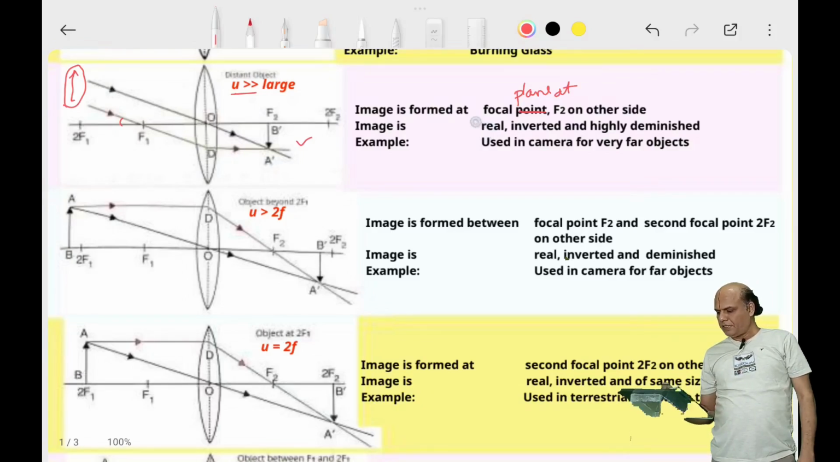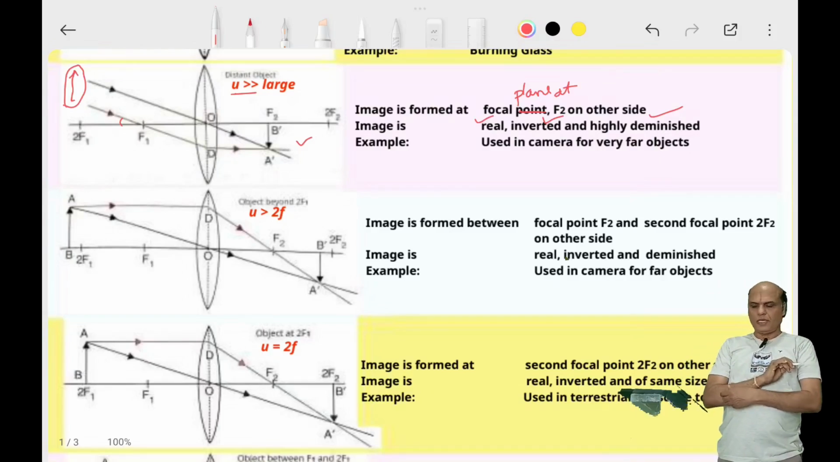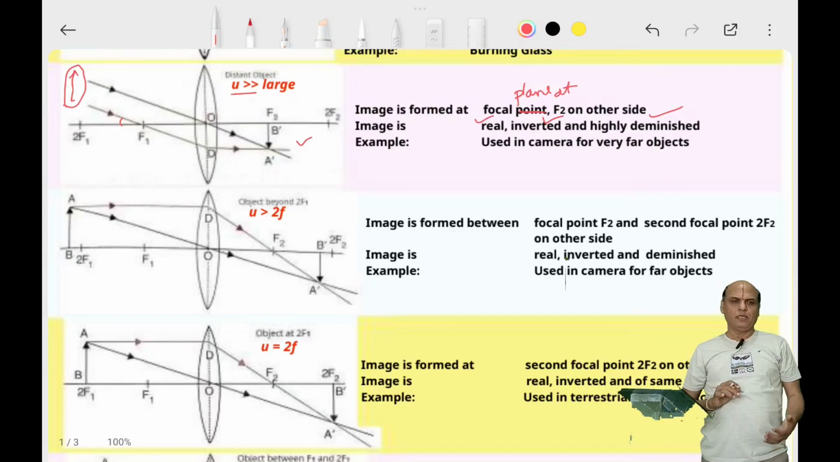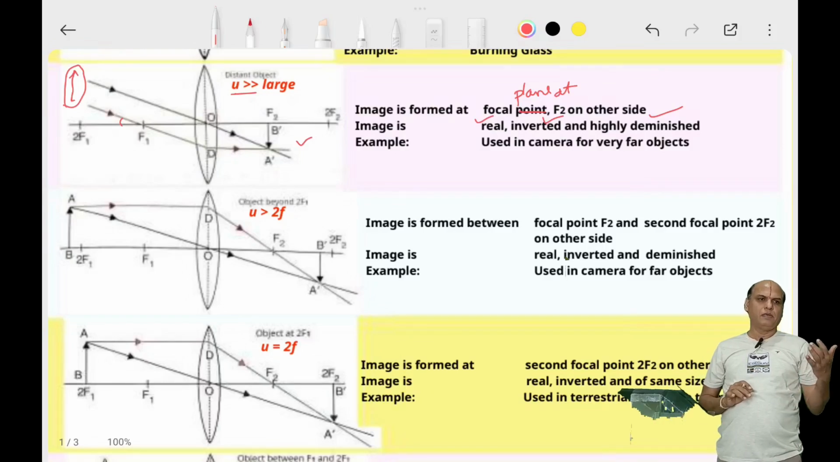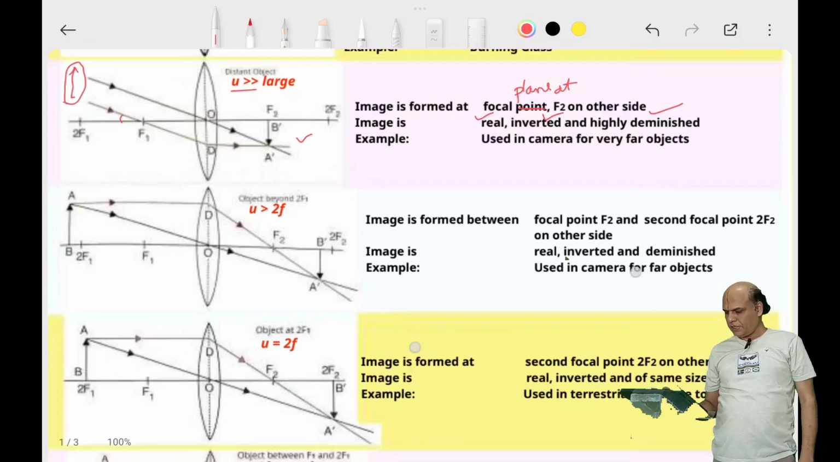Then the image is real, the image is inverted, and the image is highly diminished. The example of such a lens is used in a camera where you picture long distant objects.